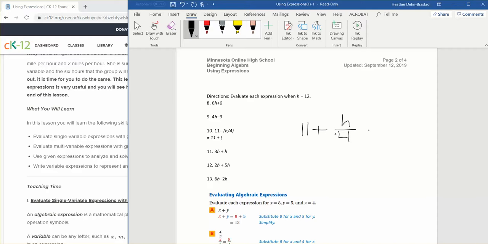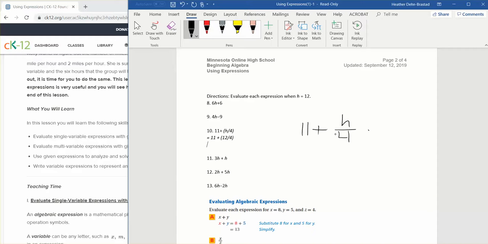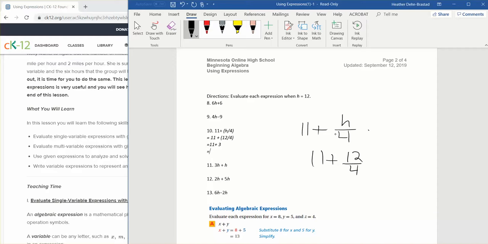So I replace h with 12, and then I need to divide that by 4. So if I was doing this on paper, I would write 11 plus 12 over 4, or divided by 4. Now, what is 12 divided by 4? You can check if you need to. 12 divided by 4 is 3. So I change the 12 over 4 to 3, and now I'm ready to do my addition. 11 plus 3 is 14, so you have your final answer then.